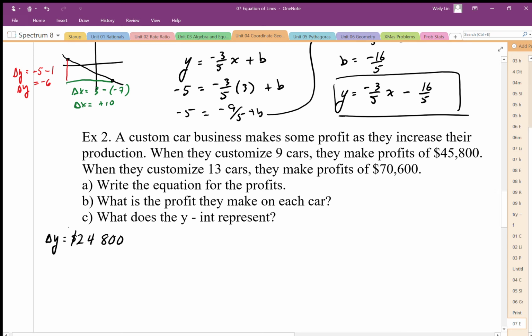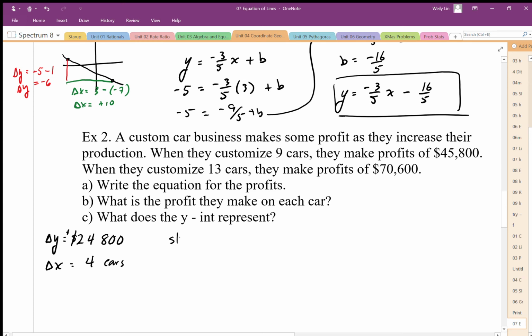$24,800 it looks like. Okay, just double checking my work here. It's going to be 69, 64, 24, yeah. Okay, so that's going to be positive. So they increase their profits by positive $24,800, and that's when they make the change in x, which is 13 minus 9, or 4 cars.